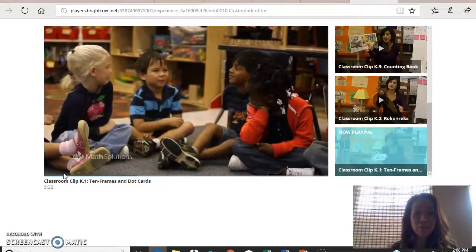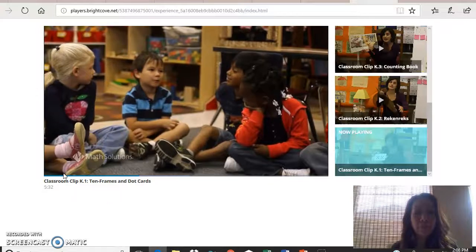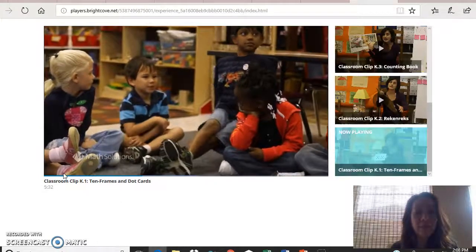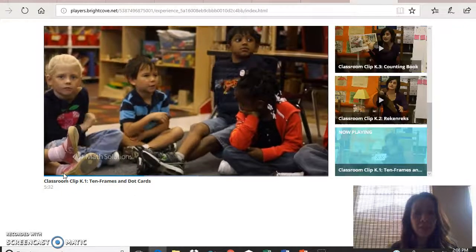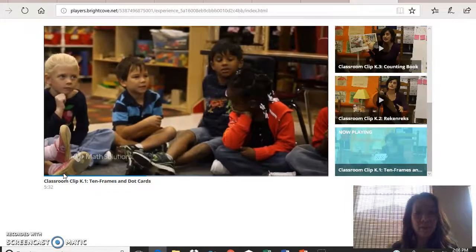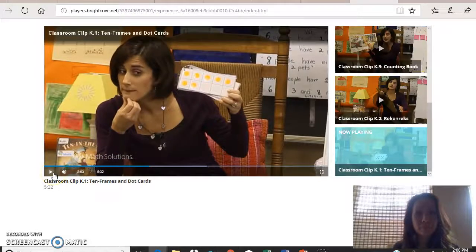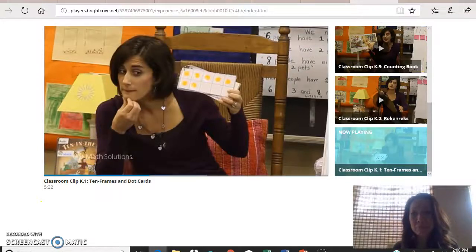So as you can see, the kids are sharing and they're coming up with their own strategy. I mean, it's all mentally in their head. They have no pen or paper, and each child has their own strategy to solve a 7.